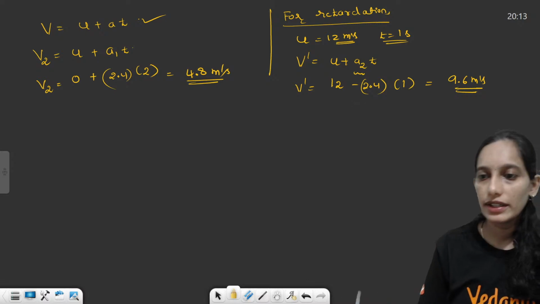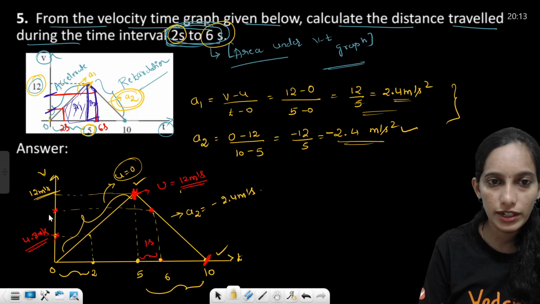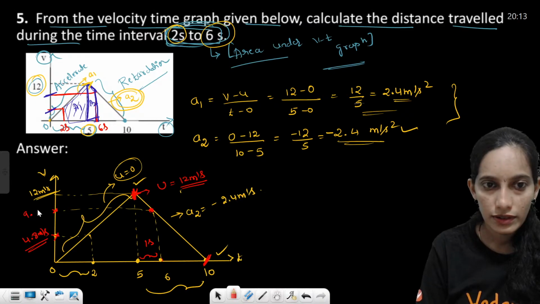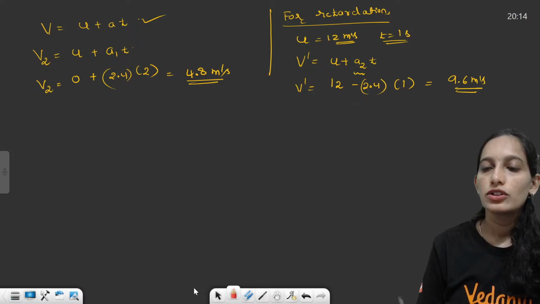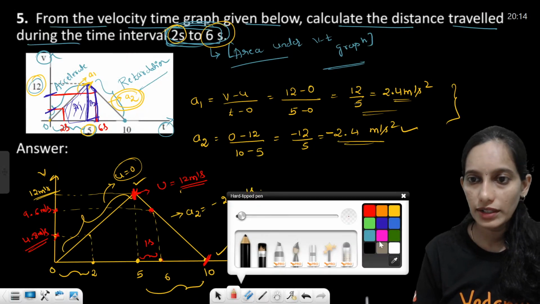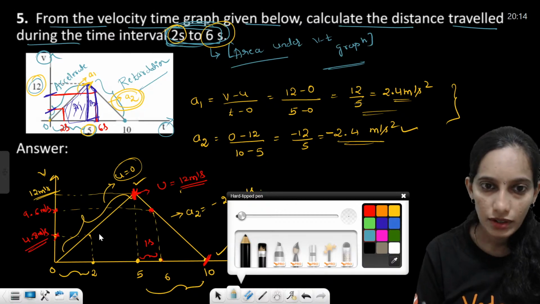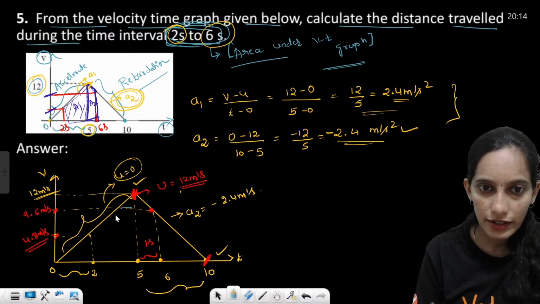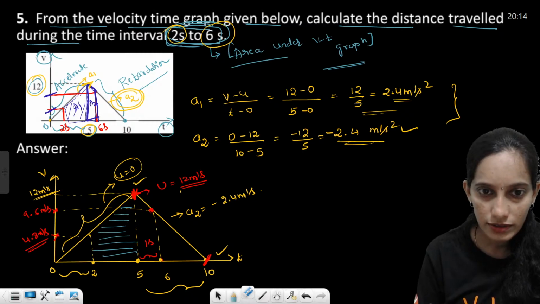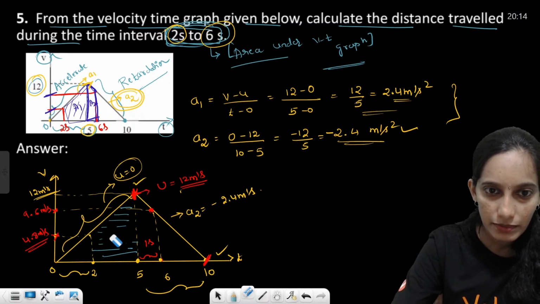So now we got another velocity also. The velocity at this point comes to 9.6 meter per second. Okay, so now it is simple, we are just supposed to find out the area. So what will I do with the area? I'll just mark it. So this particular region as A1, from 2 to 5 seconds. Okay, so let's mark that region as A1.